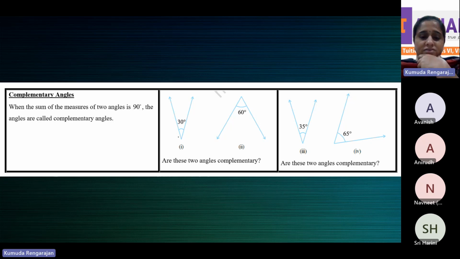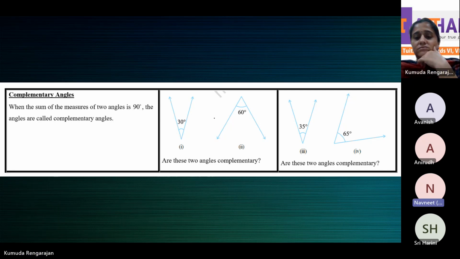Now you can see the angles here. There's one angle which measures 30 degrees and another angle which measures 60 degrees. Now what is 30 plus 60? It is equal to 90 degrees. So this angle and this angle are complementary angles. You can see a question below: are these two angles complementary? Yes, because 30 degrees plus 60 degrees is equal to 90 degrees.